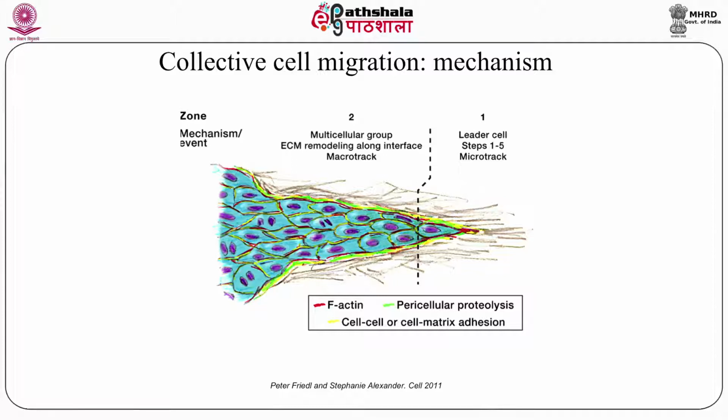If multiple cells originate from the same location, such as a tumor, the leader cell forms a proteolytic microtract of locally removed ECM barriers, that is zone 1. The following cells then widen or excavate this microtract by mechanical force and proteolysis to form a larger macrotract, which is zone 2.